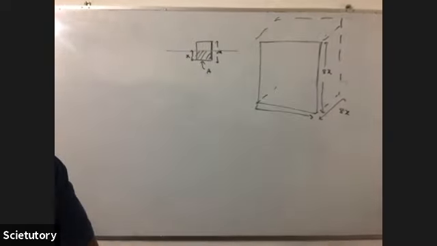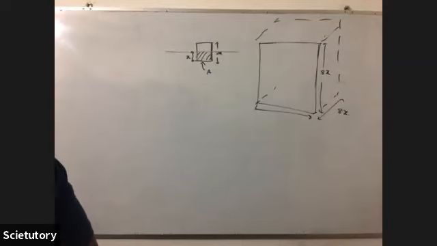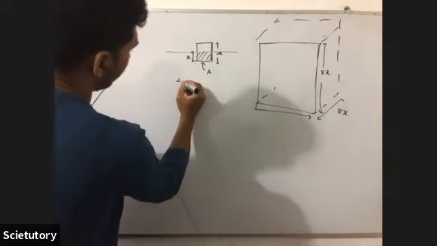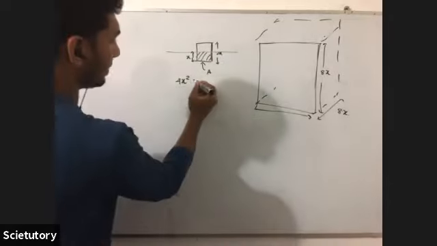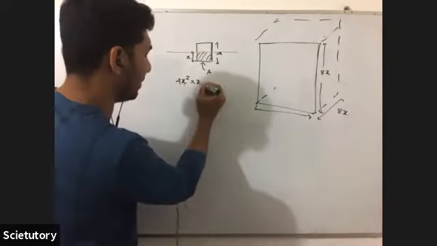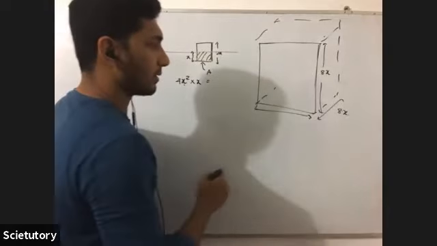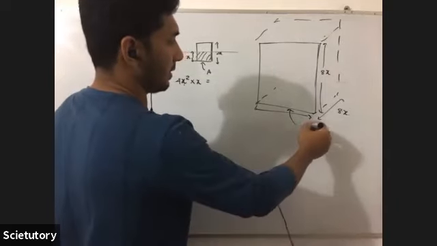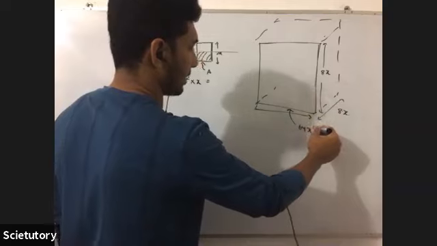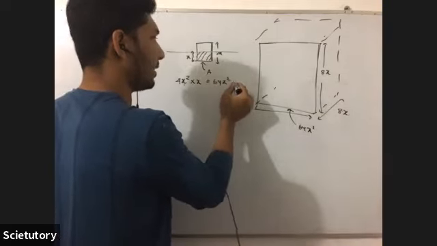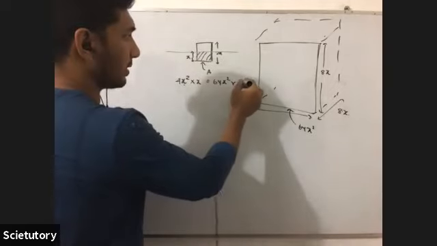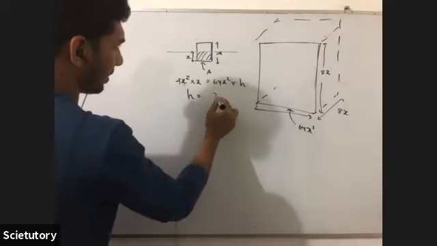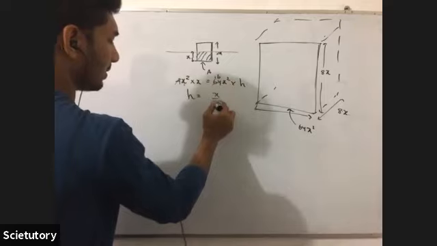4x squared. So this is 4x squared. The volume displaced is the area times the height submerged. Here, what is the area of cross section? 64x squared, 8x into 8x. So 64x squared, and for the volume you have to multiply by the height. So now the height is what? x over 16.